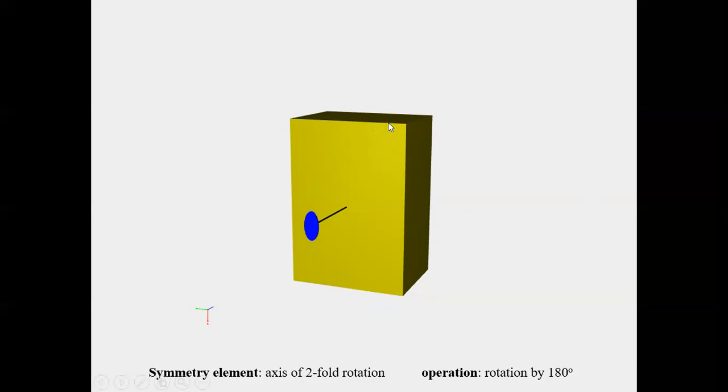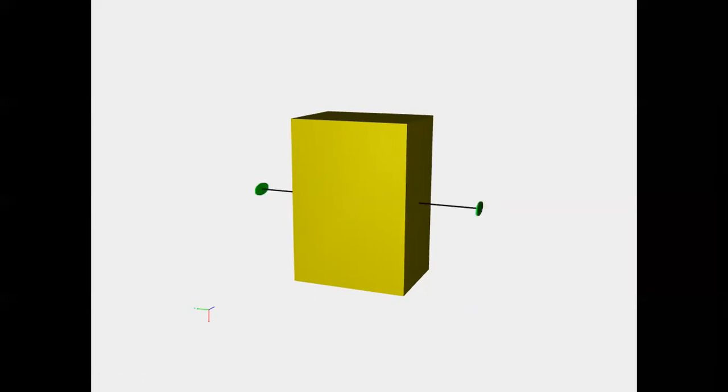Now, to get back to the original position, we could rotate a second time, and that's why we call this a two-fold axis of rotation. So we describe this symmetry element, again, as a two-fold axis of rotation, or an axis of two-fold rotation. And the operation of that is rotation about that axis by 180 degrees. Now, if you're astute, you'll notice that there are other mirror planes and other two-fold axes of rotation in the shape of this particular crystal. I've just shown two of them, one of each.